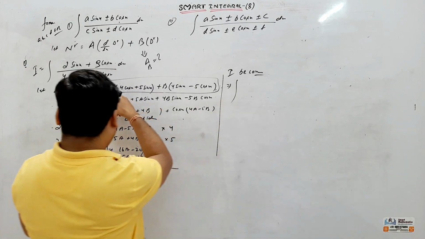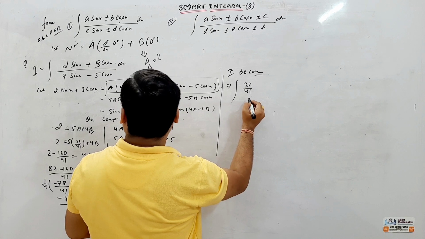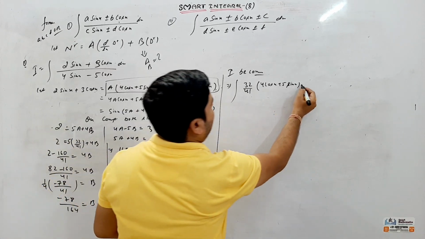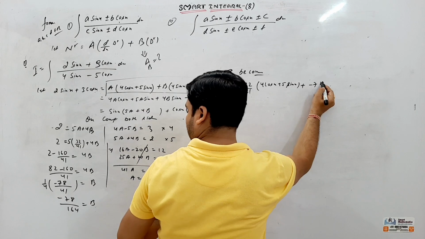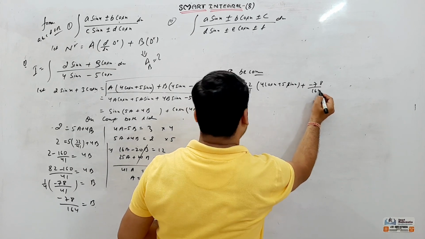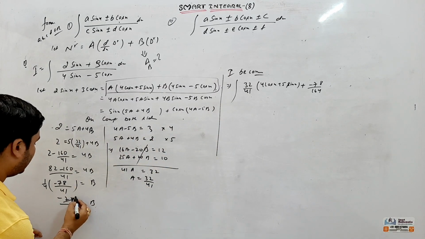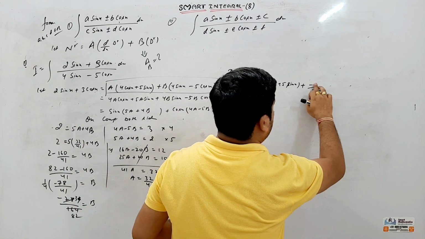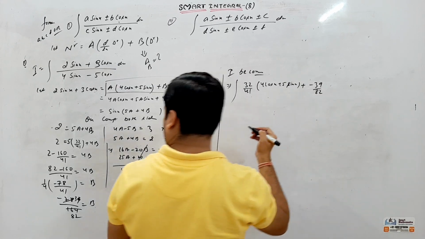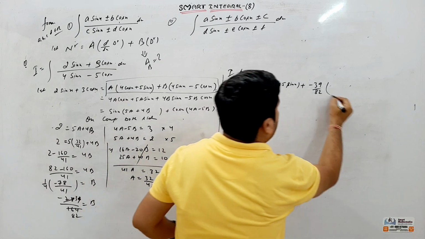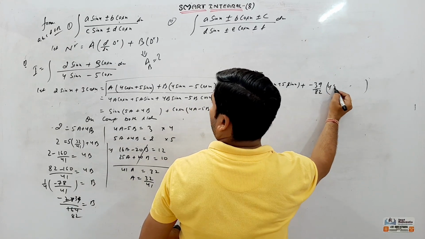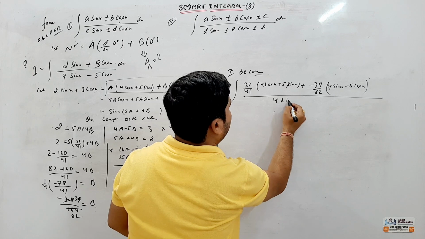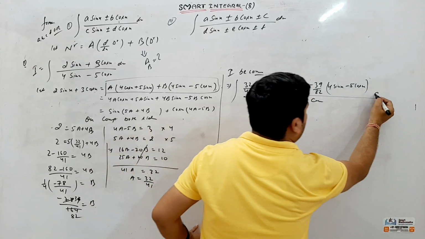So we will get, the value of a is 32 by 41 times 4 cos x plus 5 sin x, and plus b, b stands for minus 78 by 164. You can also simplify it, like 2 3 is 6, 39, or 2 39 by 82. We should write here 39 by 82 because it's already a very big term, into the denominator as it is. So just put here the denominator term, 4 sin x minus 5 cos x, and the denominator as it is, 4 sin x minus 5 cos x.